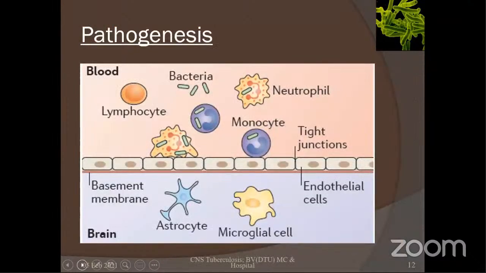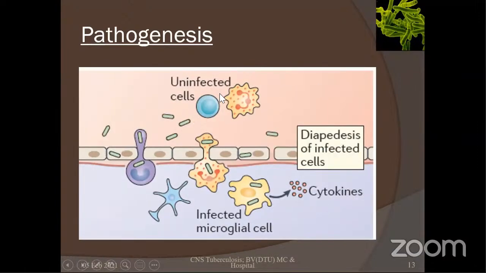So you can see, look here. These are the bacteria, these are the neutrophils, monocytes, blood, and this is the brain. And these are the endothelial cells, and these are tight junctions, the microglial cell. So the bacillus has to come and activate the microglial cell so that the inflammatory cytokines are released. Uninfected cells and the infected cells.